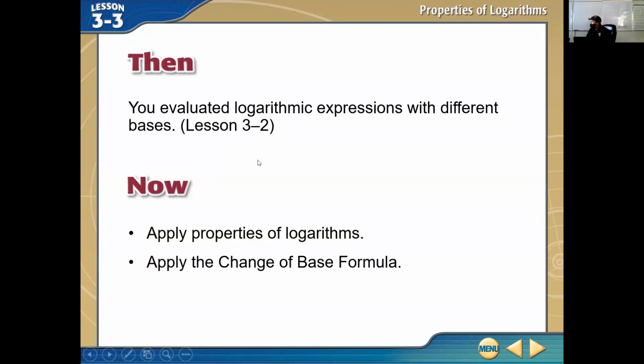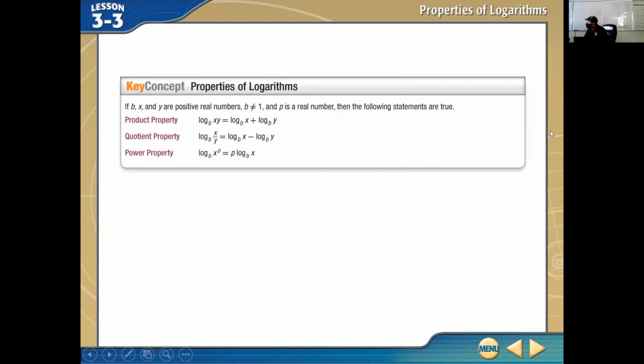And then we're going to apply the change of base formula. The change of base formula allows you to evaluate logarithms with different bases using a calculator. That's the whole purpose of the change of base. Properties of logarithms are pretty simple. You've seen a lot of them before, or they kind of make sense.